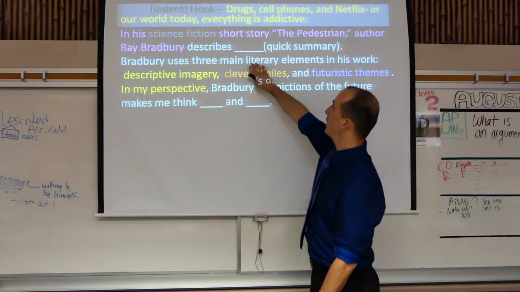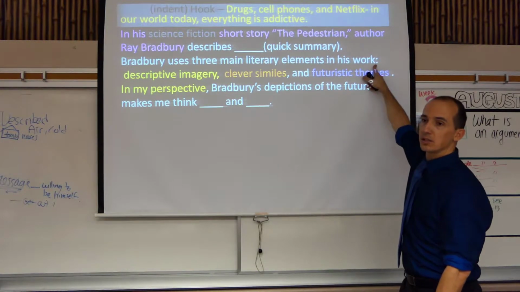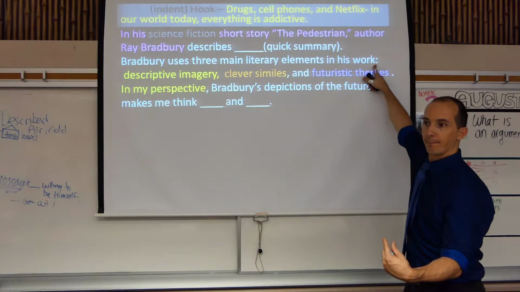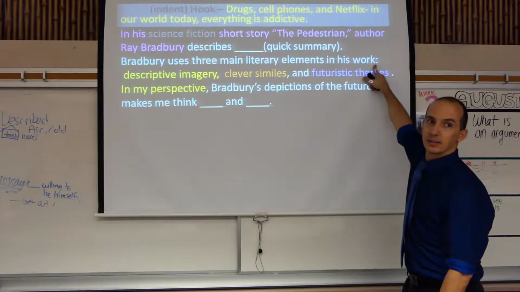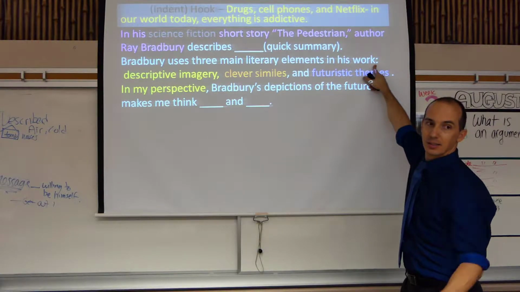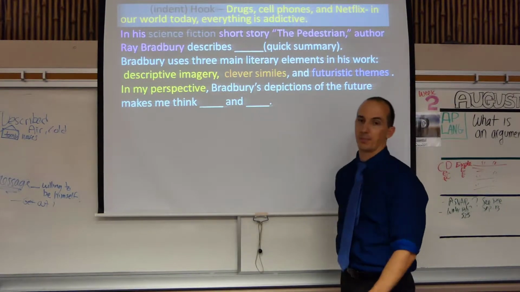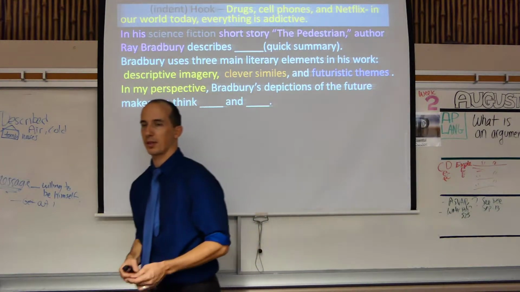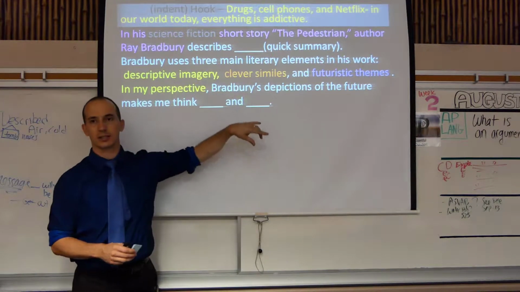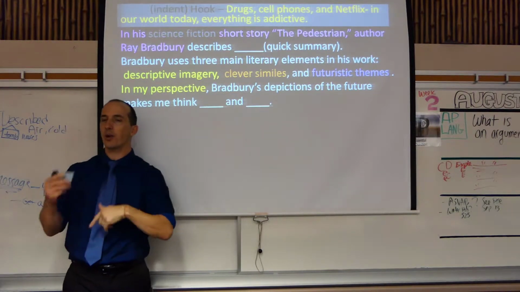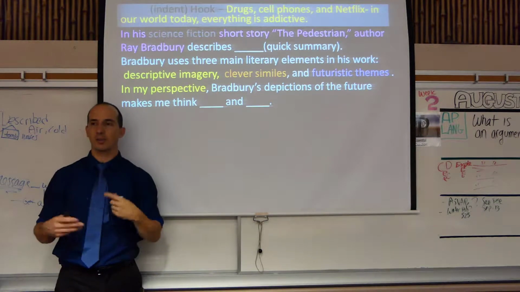We said he uses three literary elements, and then what is it? What's this called right here? Everyone say a colon. A colon. What follows a colon? A list. Thank you. So we have our list: 1, 2, 3. Now, let's see if you can do some math. I know I'm supposed to put 3 things in this list. How do I know only 3 things go in this list? How do you know how many things go in the list?